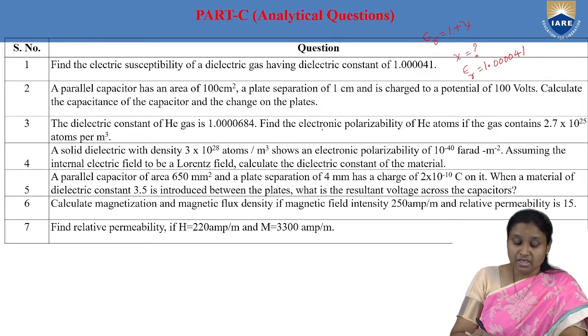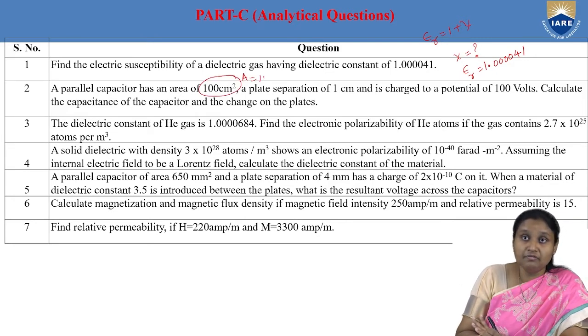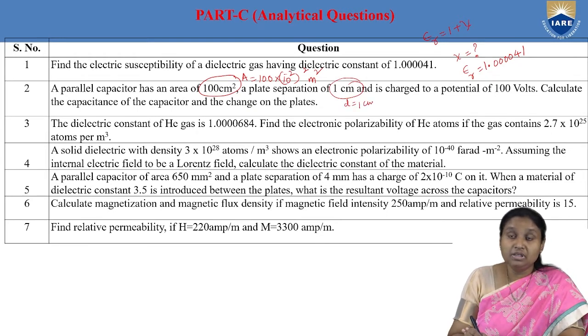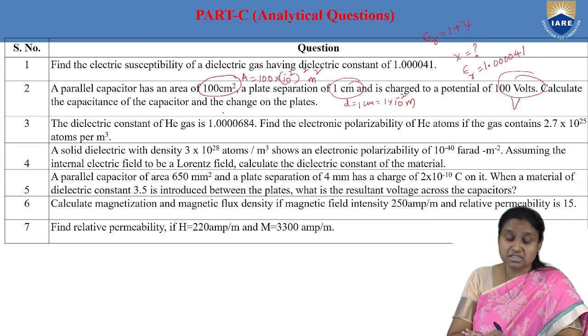Coming to the second problem, here we were given a value in centimeter square, so we have to convert it into meter square, that is 10 power of minus 2 whole square, which will give us the value in meter square. We were given the value of plate separation, d equal to 1 centimeter, which is 1 into 10 power of minus 2 meters. We were also given the applied potential, and we need to find capacitance as well as charge.